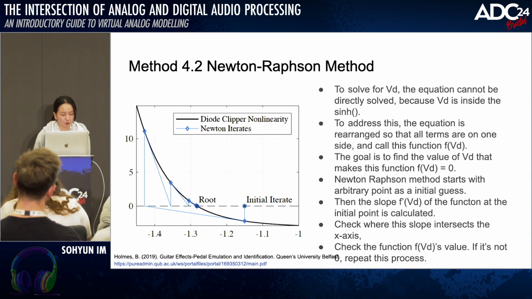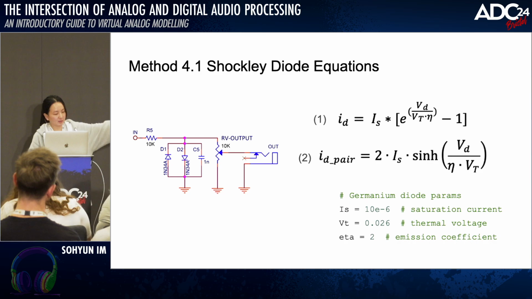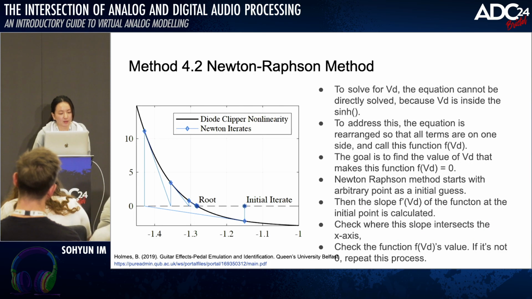Newton-Raphson method, to solve for VD in this second equation. The equation cannot be directly solved because VD is inside this hyperbolic sine function. To address this, the equation is rearranged so that all terms are on one side, and we call this function f of VD. So all the terms are on one side, and the other side is going to be 0.